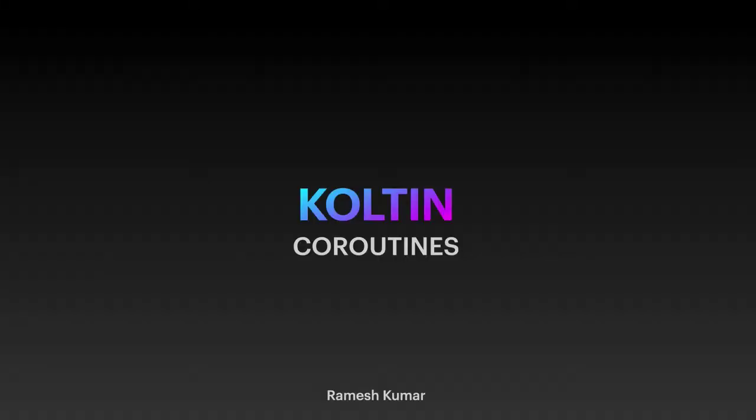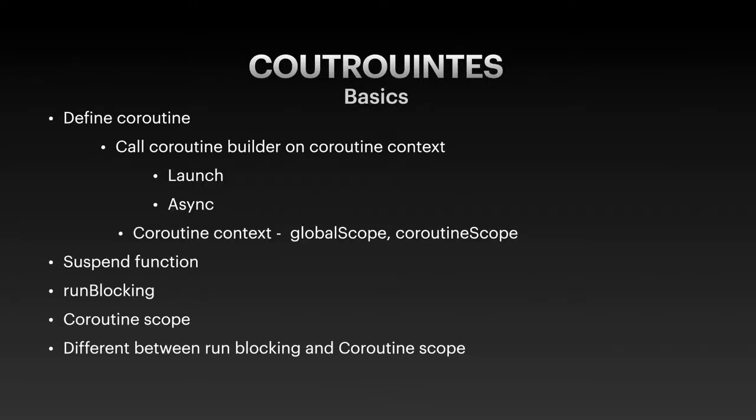Let's see how to define a coroutine. We define a coroutine by calling a coroutine builder on a coroutine context. The available coroutine builders are launch and async. The available scopes for the coroutine context are global scope and coroutine scope.